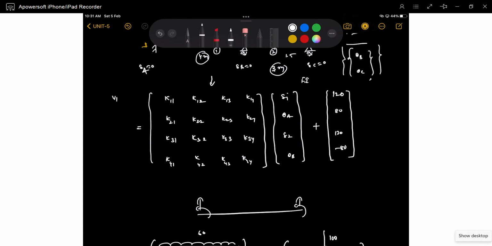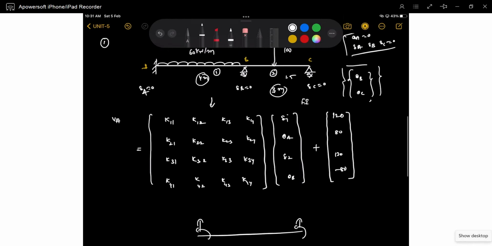V, we can call it A. Moment, reaction B with respect to A. Here, moment with respect to A. Here, reaction B with respect to A. Moment with respect to B with respect to A. Because if you do it, it will give the moment MBA only.